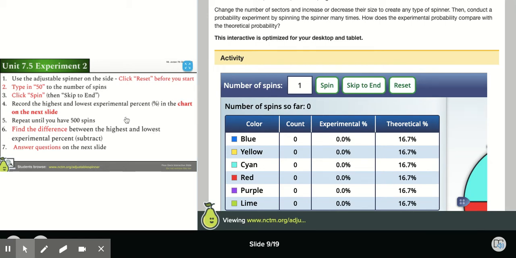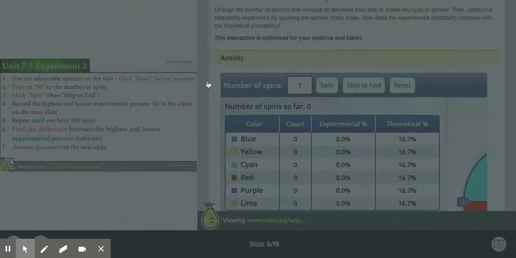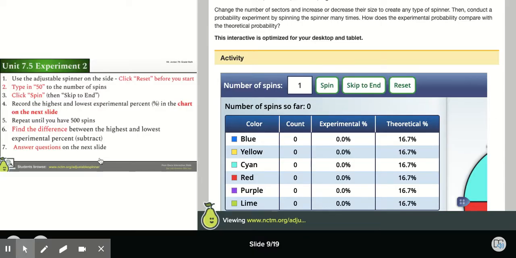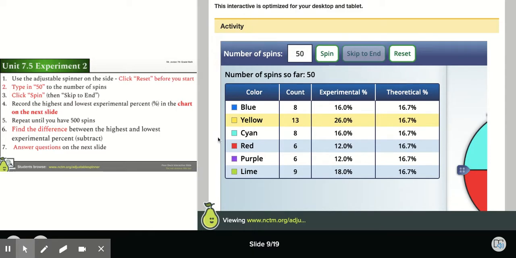So lesson 7.5, experiment 2, is going to be the same as the first experiment that we did, but we are going to type in 50 for the number of spins. So we are simply increasing the number of spins. We're going to do 50, skip to end, and then I'm going to look for the highest and lowest experimental percent. When I start with 50, I see the lowest is 12%. I have two that are 12. And then the highest is going to be 26%. So 12 or 26%.